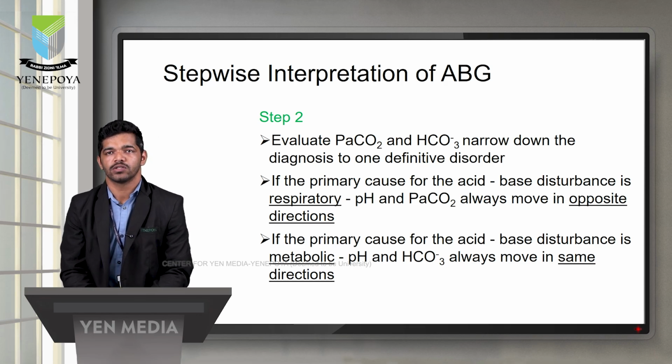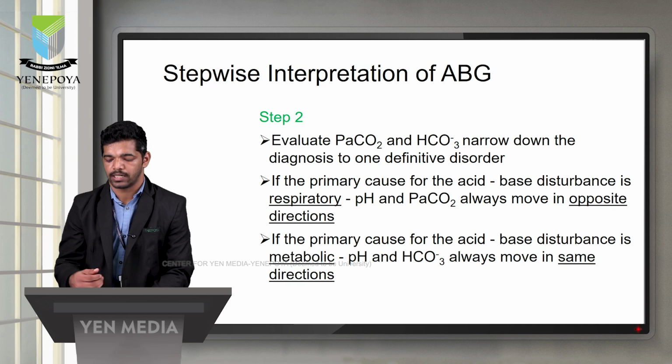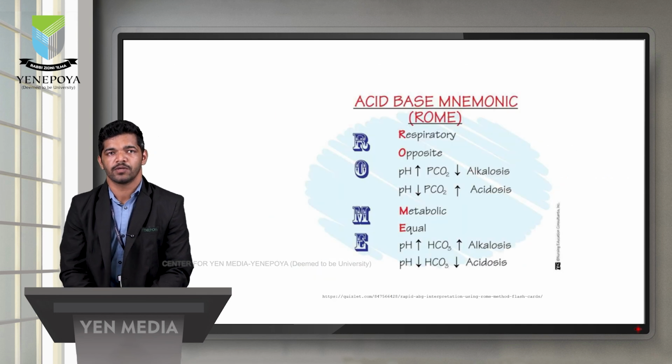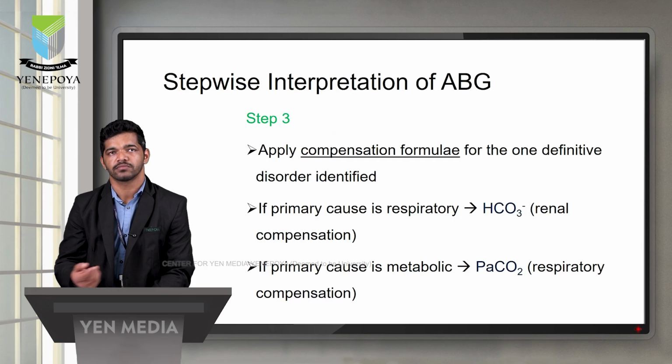If the primary cause is metabolic, pH and bicarbonate will always move in the same direction. That means when the bicarbonate increases, pH will also increase. When the bicarbonate decreases, pH also decreases. So this is a pictorial representation of how the respiratory component moves in the opposite direction and the metabolic component moves in the same direction.